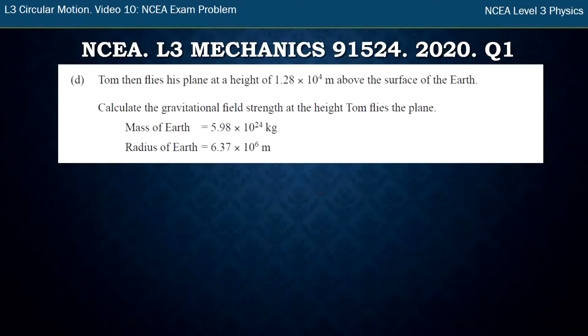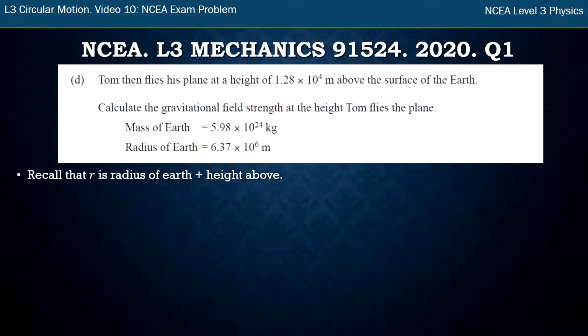Alright, and the last one, D, Tom then flies his plane at a height of 1.28 by 10 to the 4, so that's 12,800 meters above the surface of the Earth. Calculate the gravitational field strength, so that's little g. Normally, we have gravitational field strength, g equals 9.81. So as it gets higher and higher, that's going to change. So they've given us the mass of the Earth and the radius of the Earth. This kind of gives away what I'm going to do.